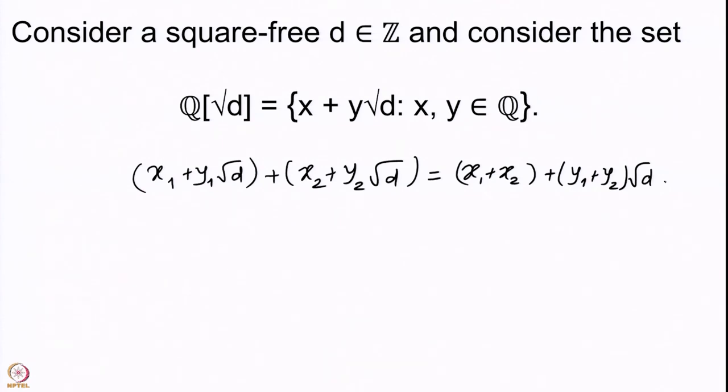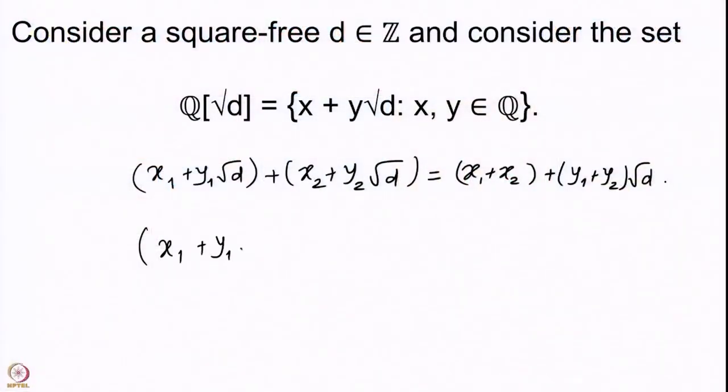So, this set Q root d is actually closed with respect to addition. If you take addition of any two such numbers in the set, then the sum is again in the set. So, Q root d is closed under addition. There is the 0 which can be written as 0 plus 0 root d. Therefore, this Q root d has the additive identity and it also has the additive inverse: x plus y root d plus minus x plus minus y root d is going to give you 0 plus 0 root d. So, Q root d is a group with respect to addition.